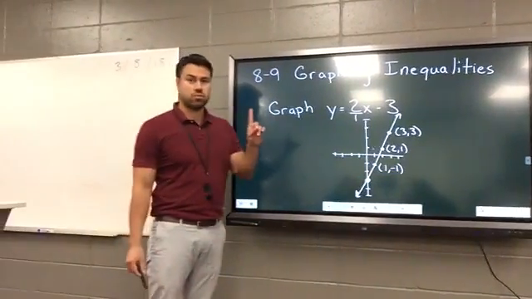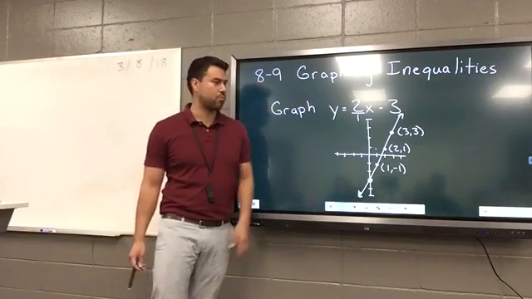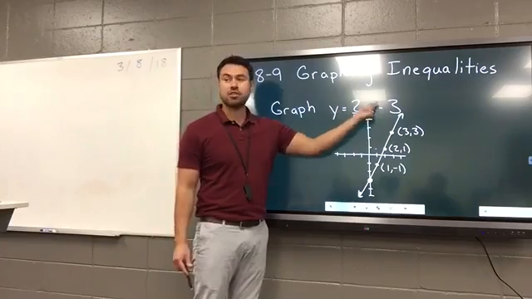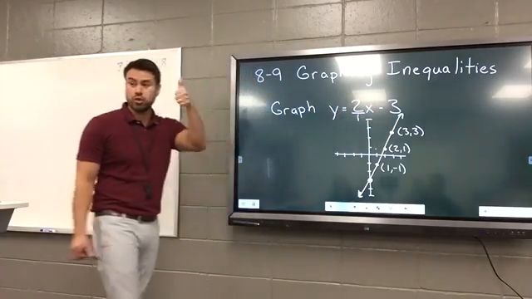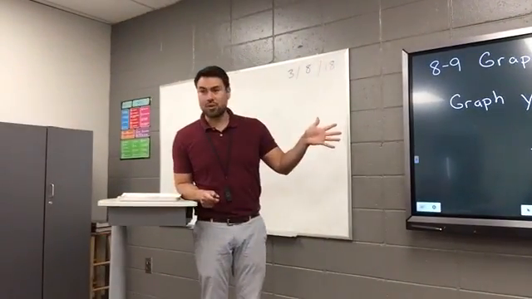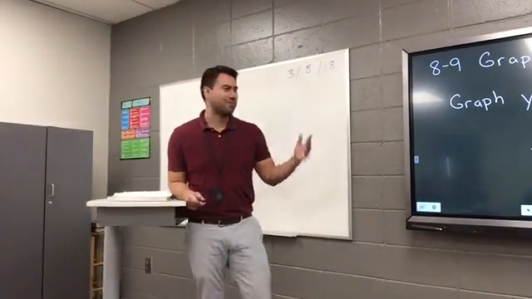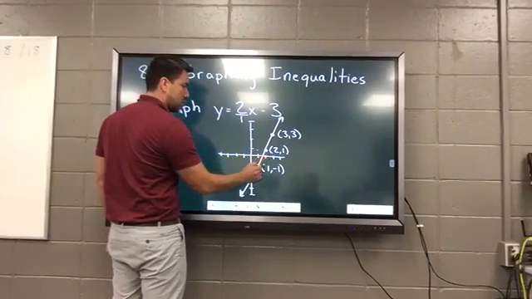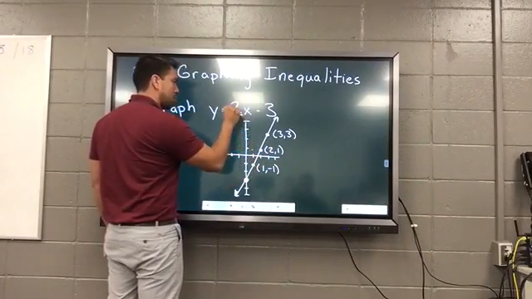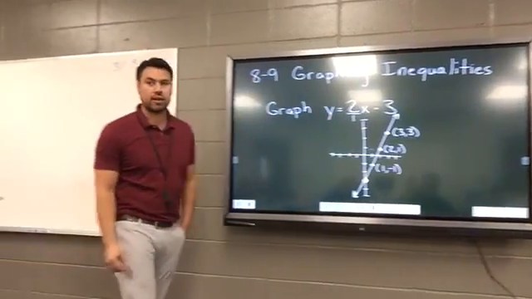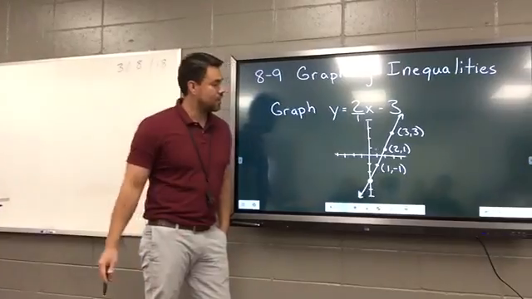What I want you to do, whatever your point is, put the x here, put the y there, and see if it makes it true or not. If it makes it true, you're good. If it makes it false, either you graphed it wrong or you checked it wrong. Put this x value, 3, 2, or 1, right here. So it's going to be multiplied by 2, and then that should get you your y value when you work that out.